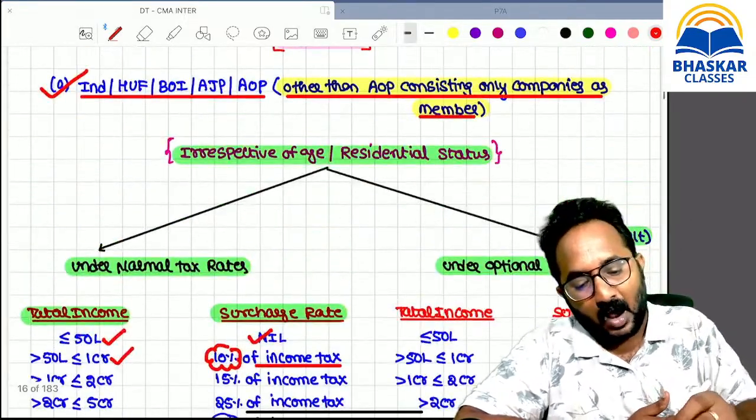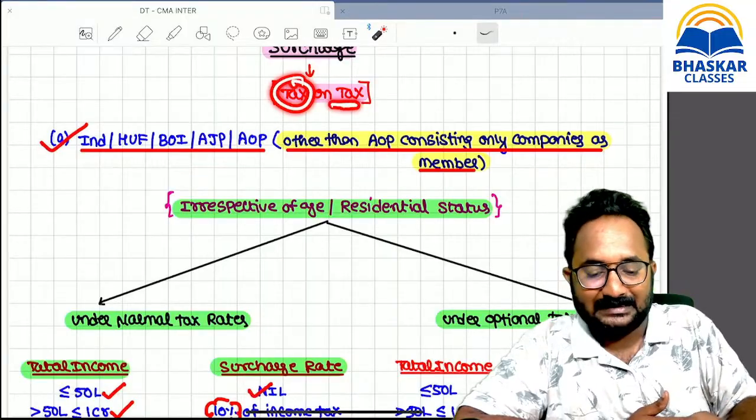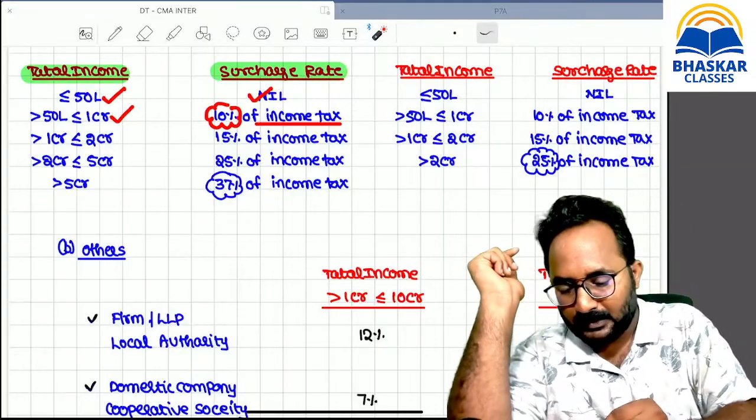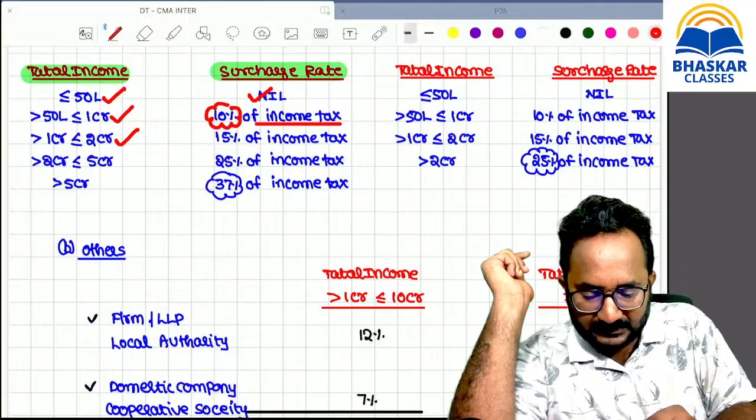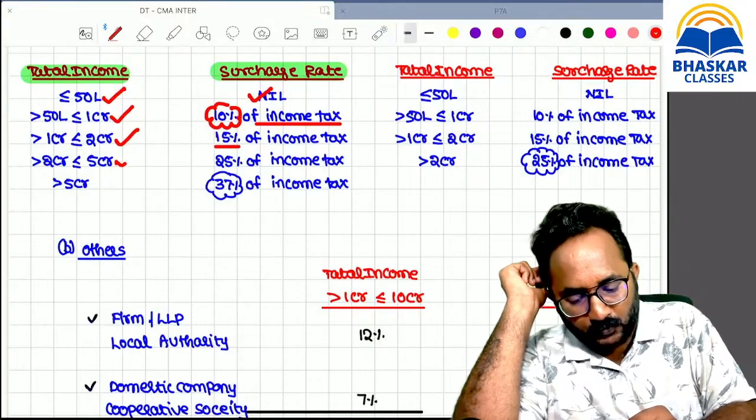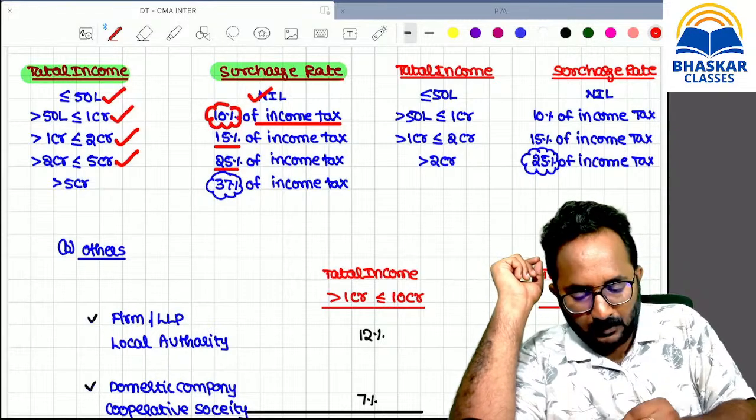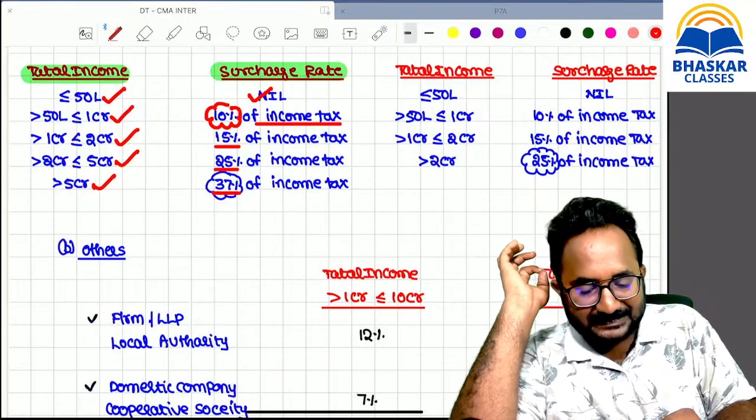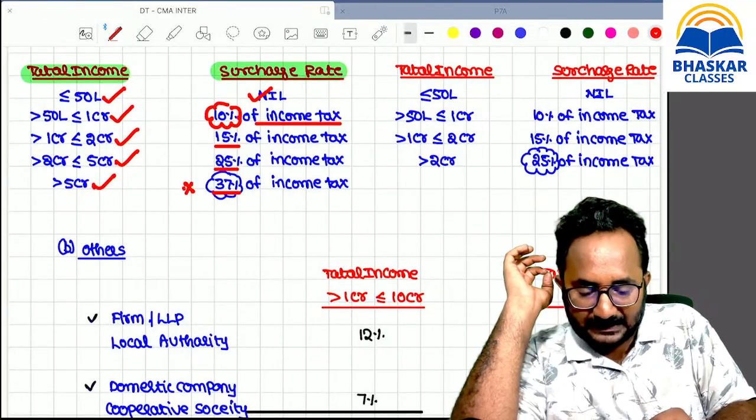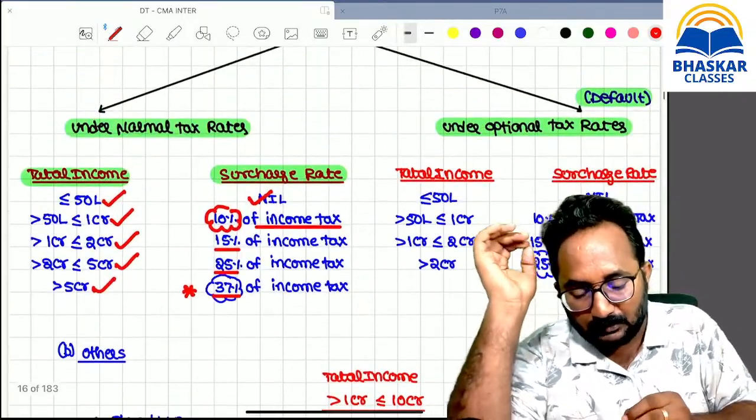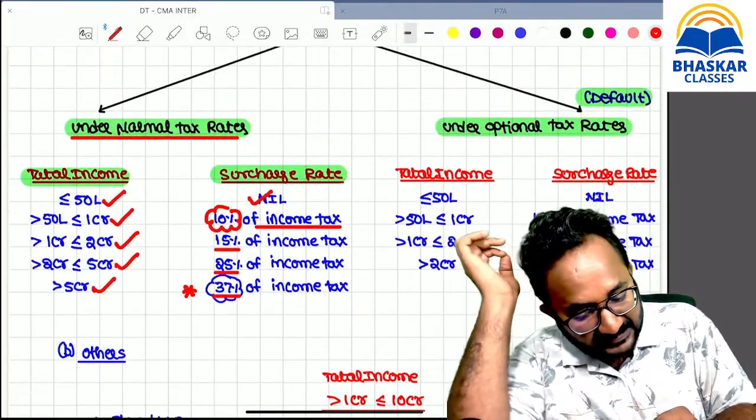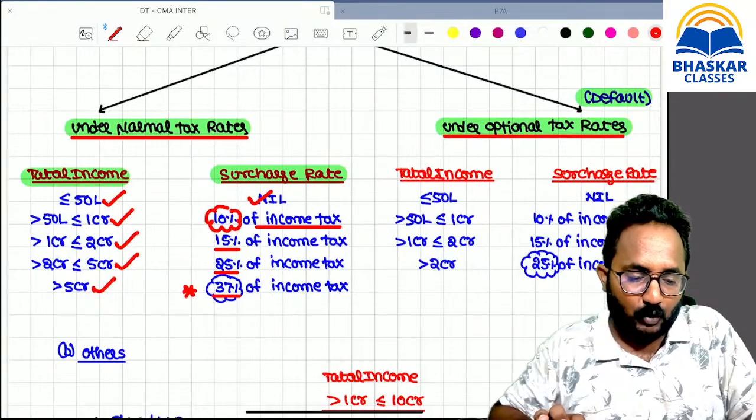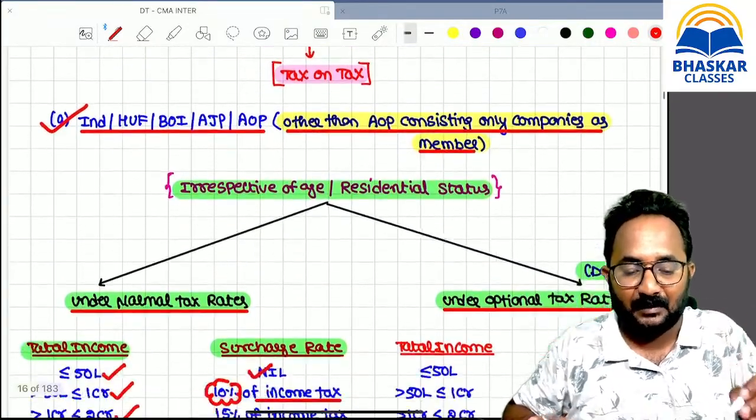That's why it is collected on tax only. Remember, this rate needs to be applied on income tax, not on total income. Next, 1 to 2 crores, 15% of income tax; 2 to 5 crores, 25% of income tax; more than 5 crores, any income, that is 37%. What is the maximum surcharge rate under normal tax rates? 37%, remember.